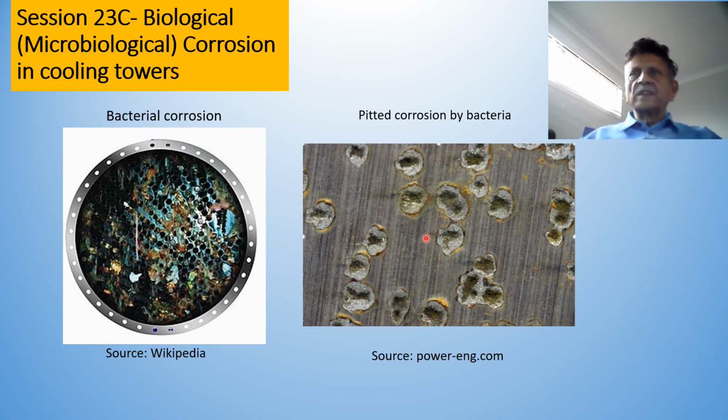So each bacteria will grow up to form a colony, and each colony can produce enough acid to cause pitted holes, and over a period of time these holes will penetrate out to the outer pipe and leaks will occur.